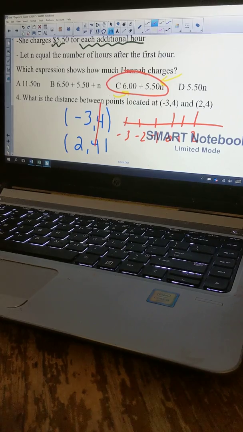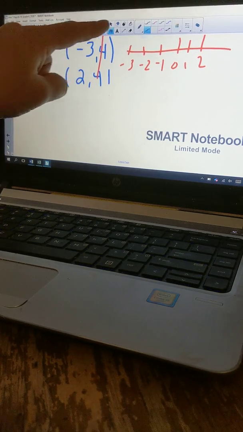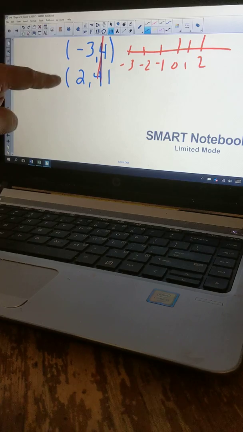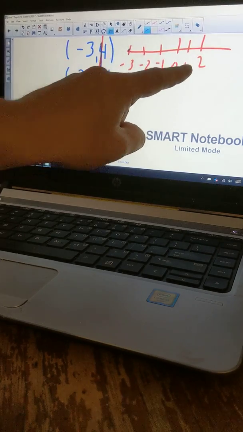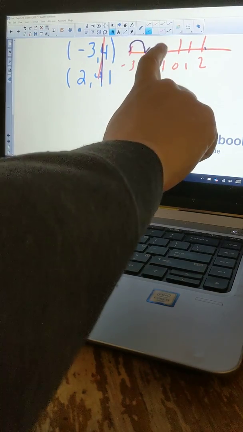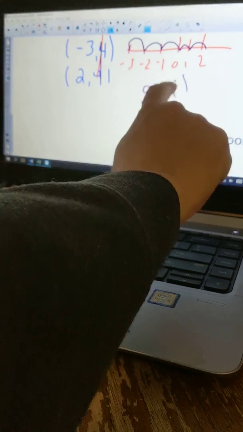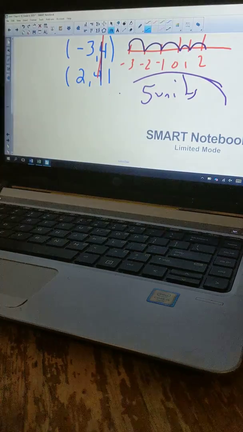So number 4, the distance between -3, 4 and 2, 4. This is simple. I lined up my 2 ordered pairs. My y values were the same, so that's not going to help us. So on our x-axis, to go from -3 to +2, all you have to do is count the units. 1, 2, 3, 4, 5 units. So those 2 points are 5 units apart from each other.